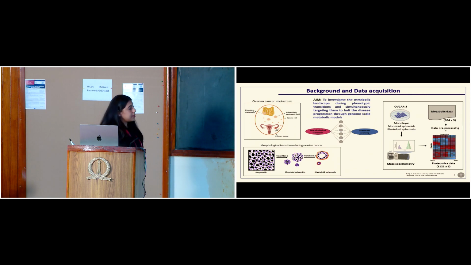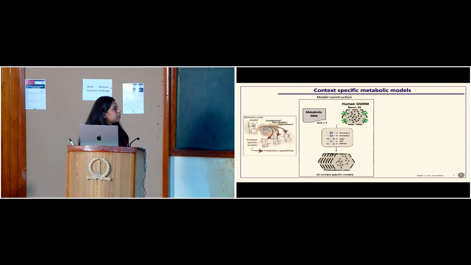We got the proteomics data from them, and from here we filtered out the metabolic data. Using this metabolic data, we integrated it onto the human genome scale metabolic model, Recon 3D, which is a generic metabolic model for humans. It has mathematical curation of all the metabolic reactions which take place in a cell. After overlaying it, we used different metabolic extraction methods like iMAT, INIT, and FASTCORE. These methods are generally model extraction methods.